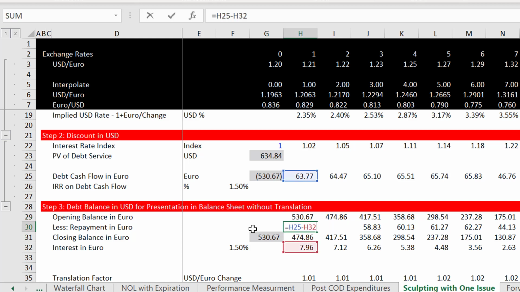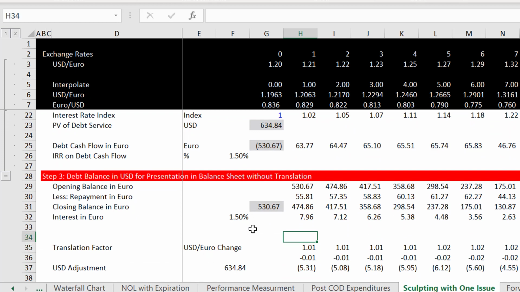This is just, again, the total amount of the repayment minus the interest, because debt service, this is debt service in euro, the debt service in euro is from the DSCR converted. So we get our balance.